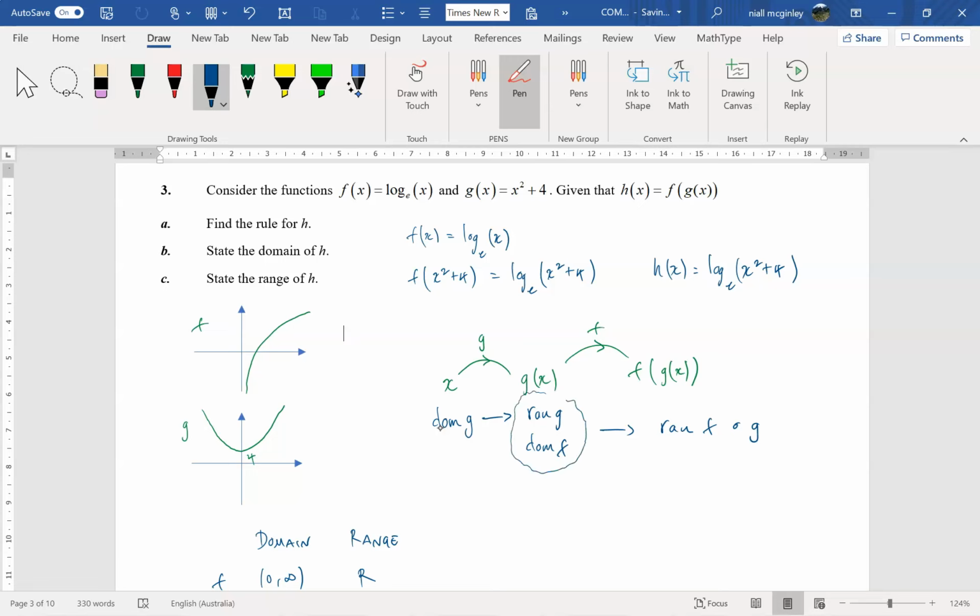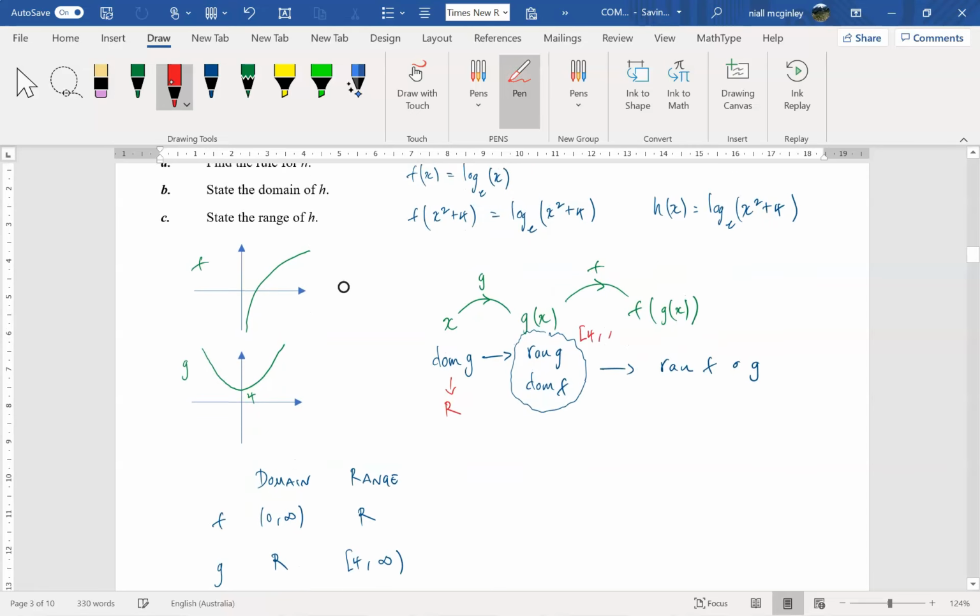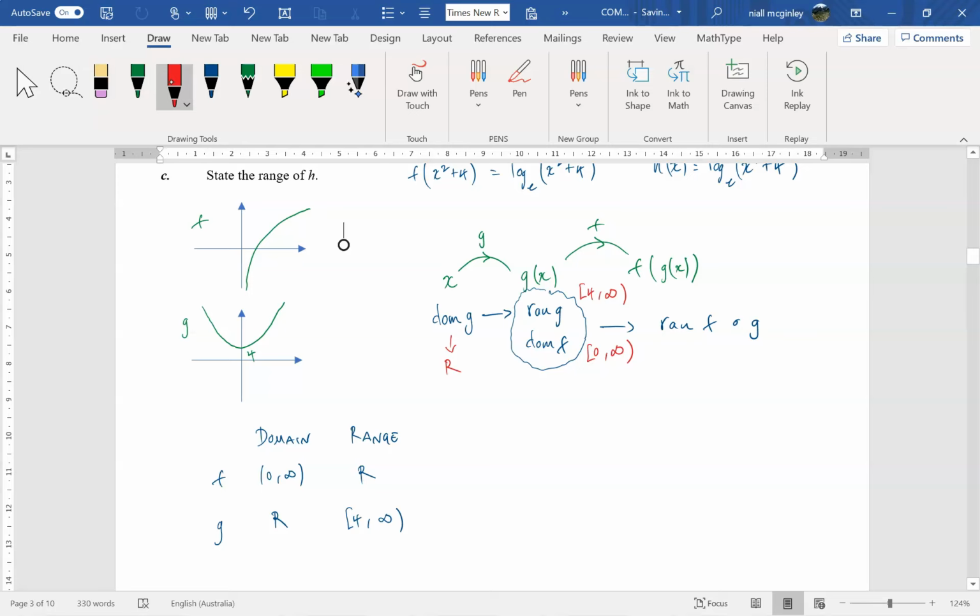Okay, so this is the important thing here. So the domain of g is going to be R. The range of g we got was 4 to infinity. And the domain of f was 0 to infinity. So if we're looking to understand why this function does exist, then you'll see here, if you're looking at the values that you're getting out from the first part of the function g, 4 to infinity, are there any values within that that are not going to fit into this part, that are going to stop the f part of the composite function working? And the answer is no.